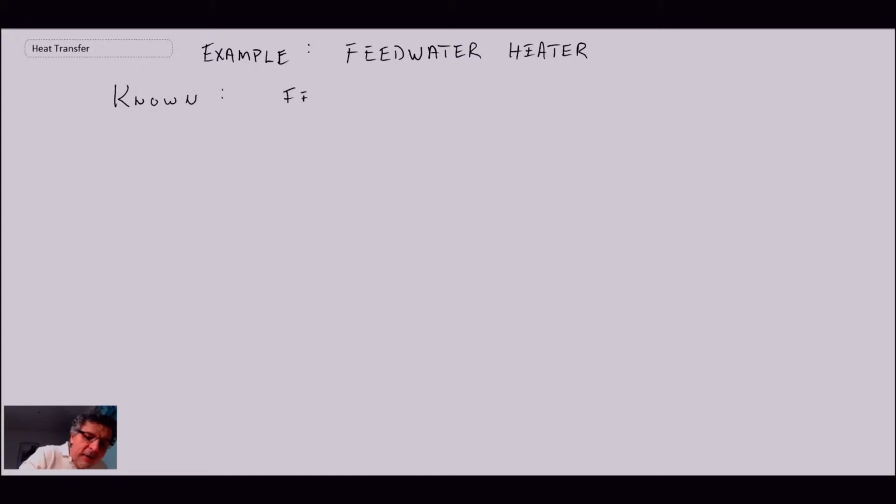We're now going to solve an example problem using the log mean temperature difference approach. And for this problem, we're looking at a feed water heater. What I'm going to do is begin just by writing out what is known. I'm not going to write out the problem statement. So we know that we have a feed water heater.